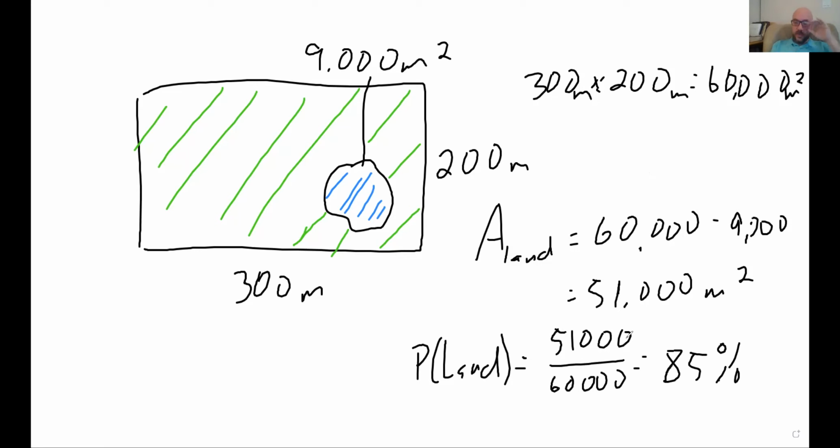So again, I just want to emphasize the idea here is area you're interested in divided by total possible area. All right, that's basically all I want to say about geometric probability. I think that's really all there is to say about it, to be honest. There's not a lot to say there. So let's go back to the notes and see what we've got.